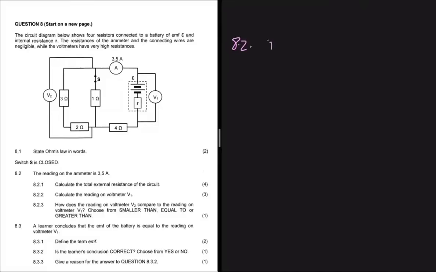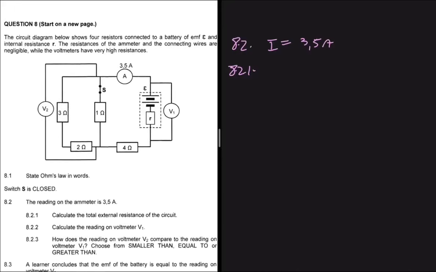8.2, we are told that the reading on the ammeter is 3.5 amps, right? So we have I equals 3.5 amps. And 8.2.1 is saying let's calculate the total external resistance of the circuit. So now let's go to our circuit and do some analysis and see what's happening here.